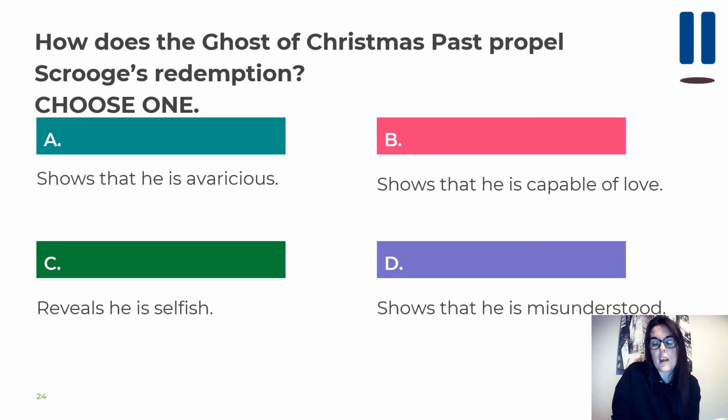Okay, so which one do you think is the answer to this question? How does the ghost of Christmas Past propel Scrooge's redemption? Choose one. Is it A, shows that he's avaricious, B, shows that he's capable of love, C, reveals he is selfish, or D, shows that he is misunderstood? Okay, take 30 seconds and pick one.